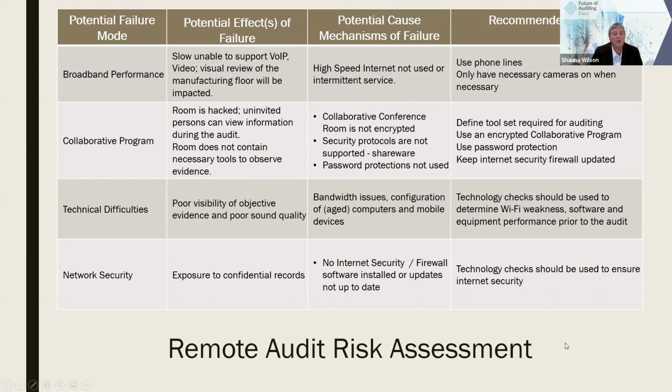So the first one would be the broadband performance. You have to have fast internet in all of this, to be able to do both voice and video. So the potential effect of a failure would be your session's only going to be as fast as the slowest person's internet. That's the problem. It's kind of like driving behind the leading car, which is always going to be the slowest car. Right? So slow and unable to support the voice over IP, the video, the visual review of the manufacturing floor will be impacted. So it'll be blurry. You won't be able to see it at that remote location.